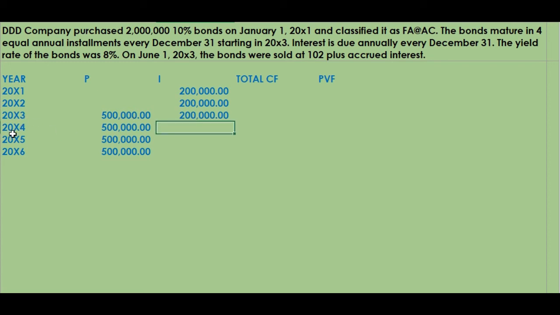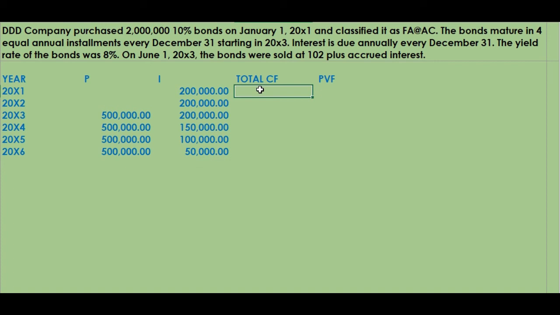Pagdating ng 20x4, that's the only time na bababa na ng 500 yung ating principal. So, magiging 1,500,000 na lang yun. Times 10%, that's going to be 150,000. Tapos, 20x5, nakakolekta ka na ng dalawang 500. So, 1 million na lang yun na iiwan. Times 10%, 100,000. Tapos, yung huling taon, nakakolekta ka na ng 1,500,000. So, 500,000 na lang may iwan. Times 10%, 50,000.